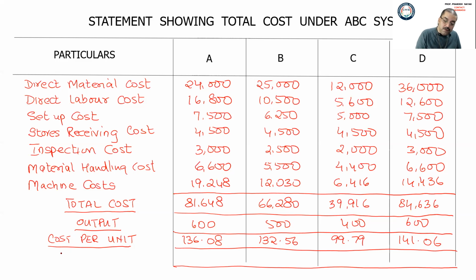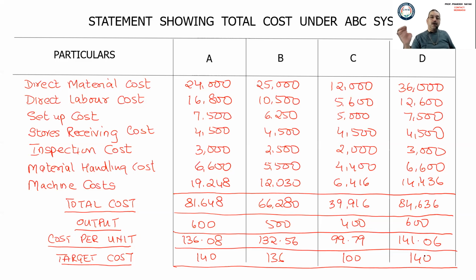Now what do we do? Lastly, calculate the target cost, with the figures you have already calculated: 140, 136, 100, 140. Now, target cost means what? The concept of target cost means that the total cost should not exceed a particular level of cost. That is the target cost. So for A, it should not exceed 140. For B, it should not exceed 160, and so on.